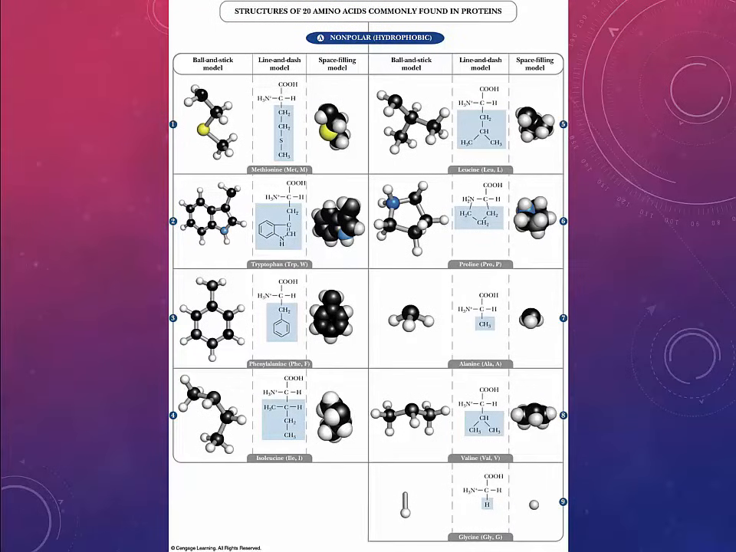The nonpolar amino acids are methionine, notice that sulfur methyl group on the end, leucine, tryptophan, proline, take good care to look at proline, phenylalanine, compare this structure to tyrosine, alanine, simple methyl, isoleucine, valine, glycine, that only has hydrogen as its side group.